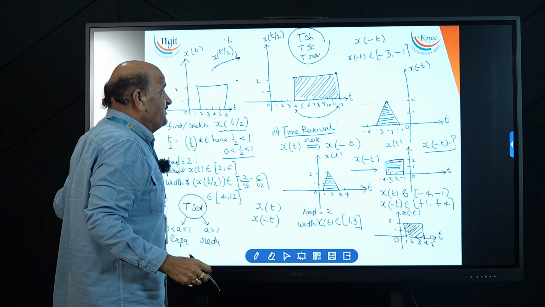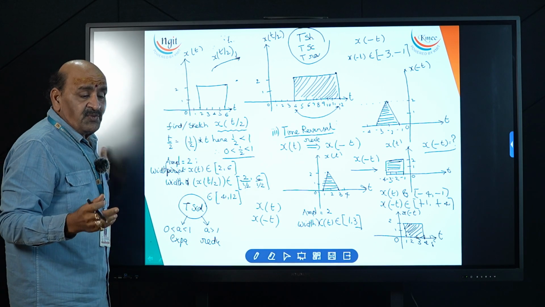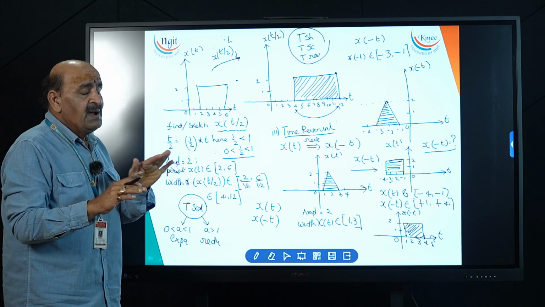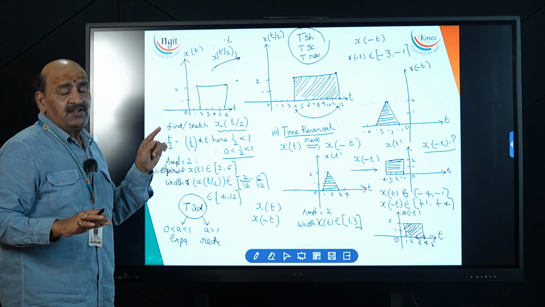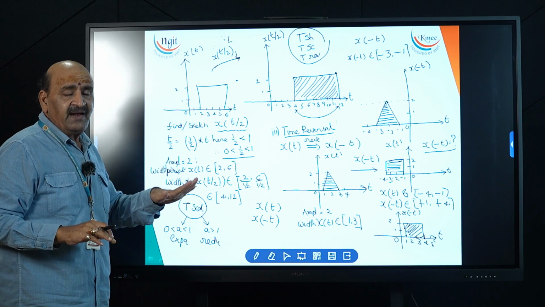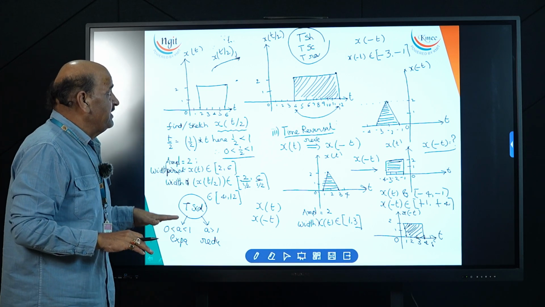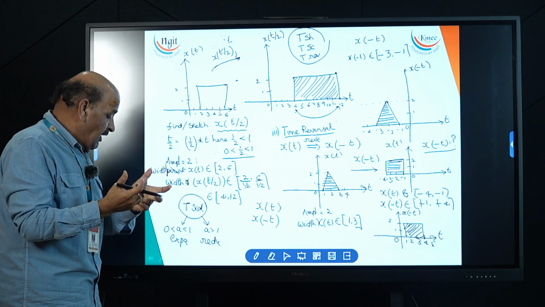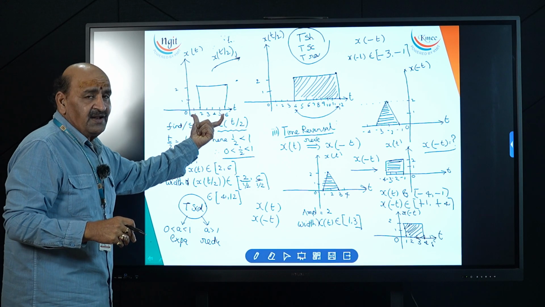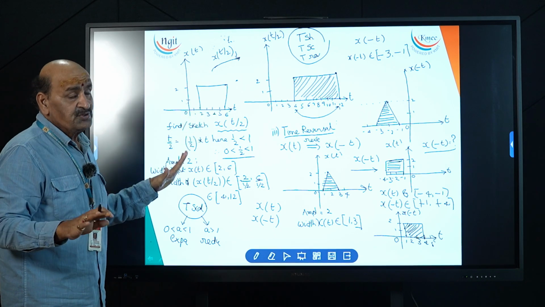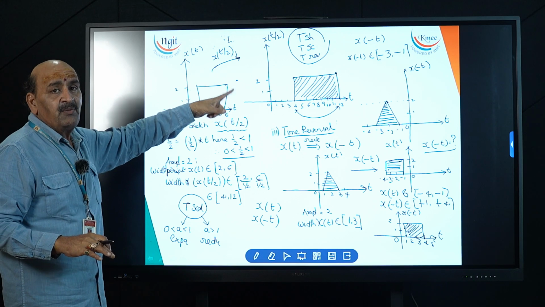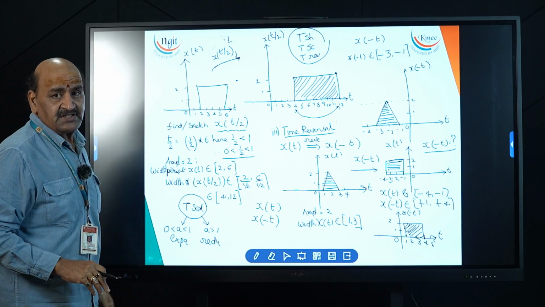In all these cases, what is changing? Only the width of the signals is changing. Amplitude never changes. This point students have to remember again and again, a very important point. For these operations, we are making operations on the width of the signal only, not on amplitude. So these 3 are important concepts with respect to time domain signal operations.